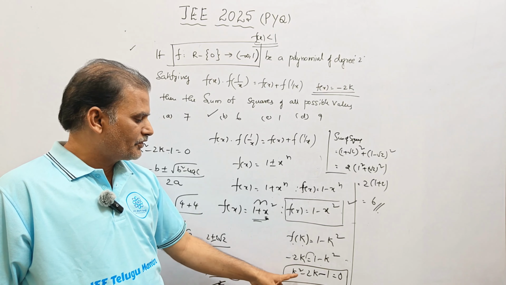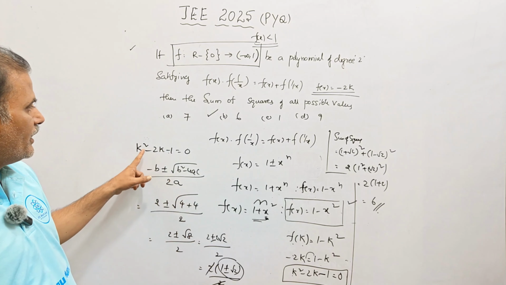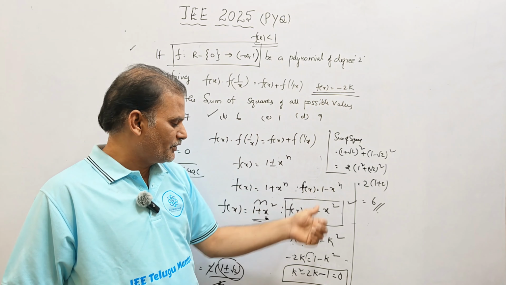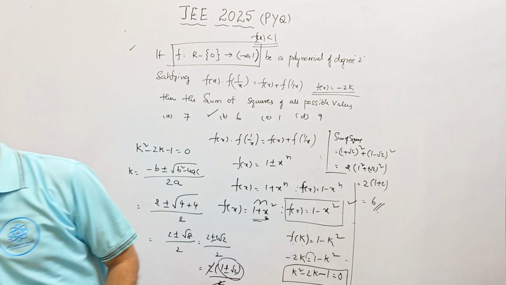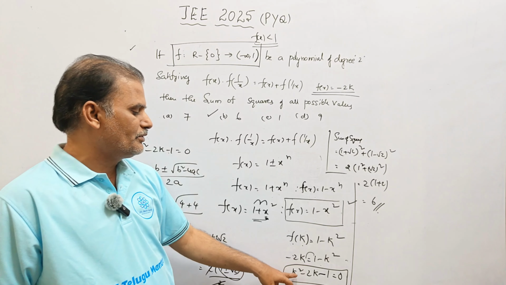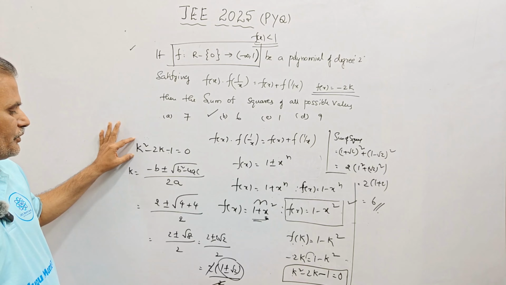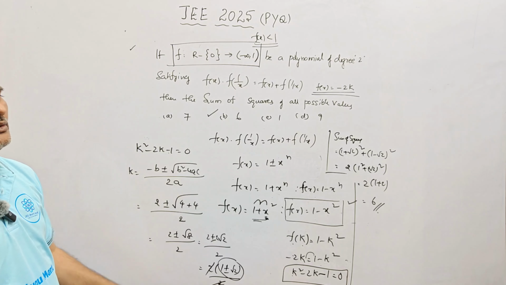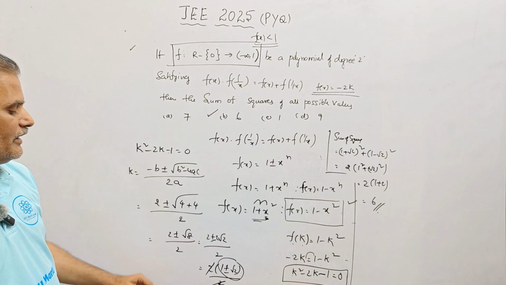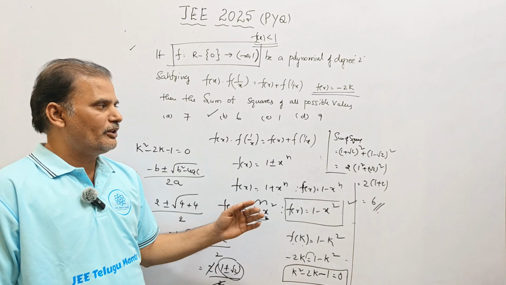By taking this, k square minus 1 minus 2k is equal to 0, because in the place of k, f of k is equal to minus 2k. We get the quadratic equation k square minus 2k minus 1 is equal to 0. After getting k square minus 2k minus 1, by using the quadratic formula, we get 1 plus or minus root 2. These two are the possible values.